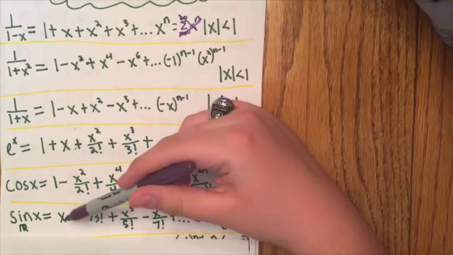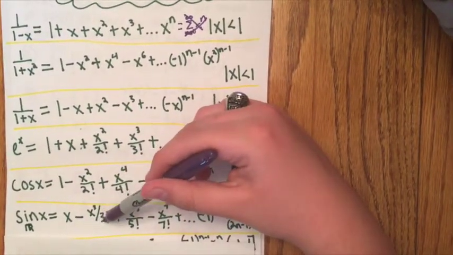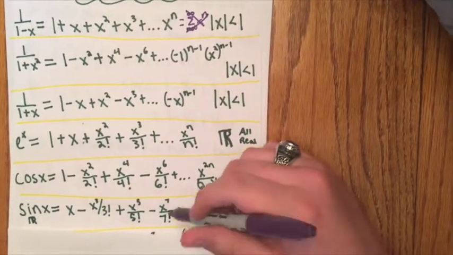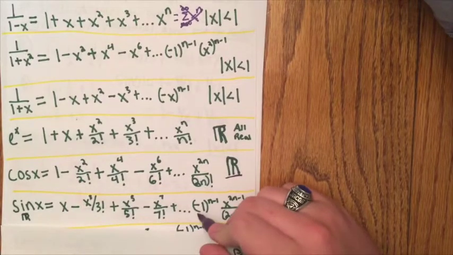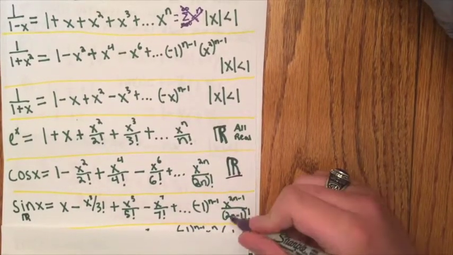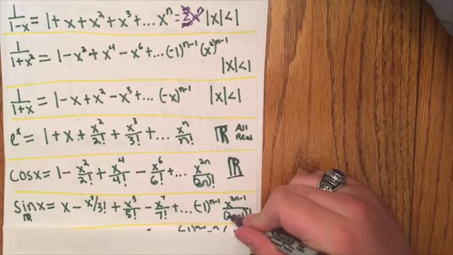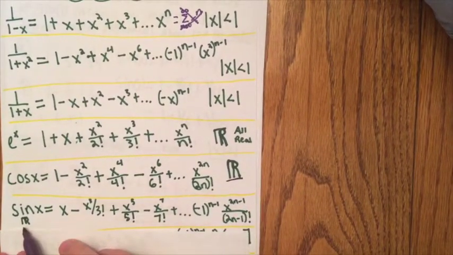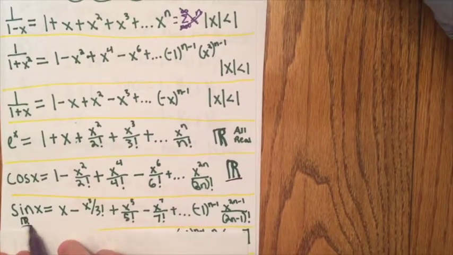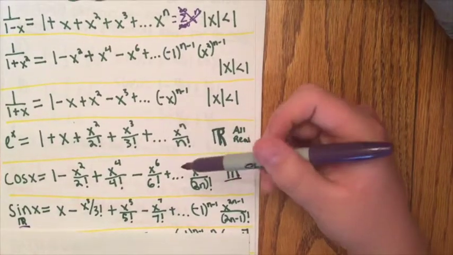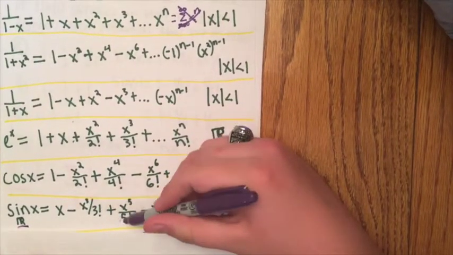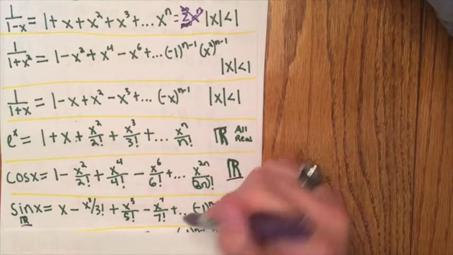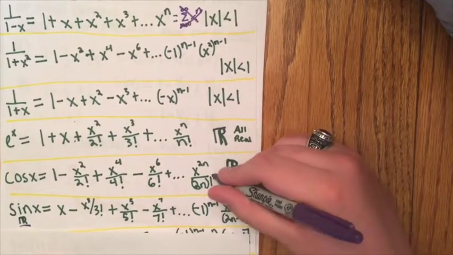Sine x is equal to x minus x cubed all over 3 factorial plus x to the 5th all over 5 factorial plus, and so on, negative 1 to the n minus 1 times x to the 2n minus 1 all over 2n minus 1 factorial. And this also has an interval of convergence of all real numbers. And I know what type of exponents and factorials we have because sine x is an odd series, which is different than cosine x, which is even.